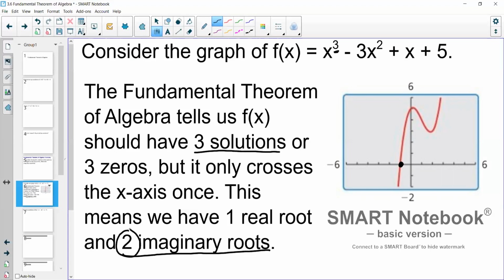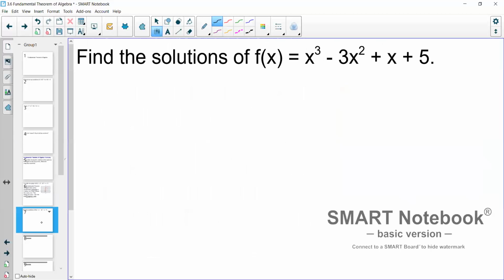Let's take a look at a couple of examples of how we can use the fundamental theorem of algebra to help us find all of the solutions. Let's take a look at this first polynomial here. This is actually the same polynomial that we saw on the previous page. With this degree of 3, I'm going to have 3 solutions. But as we saw on the graph on the previous page, there's only going to be one real solution. So we've got 3 solutions, but only one real one. Let's take a look at what that one real one will be.